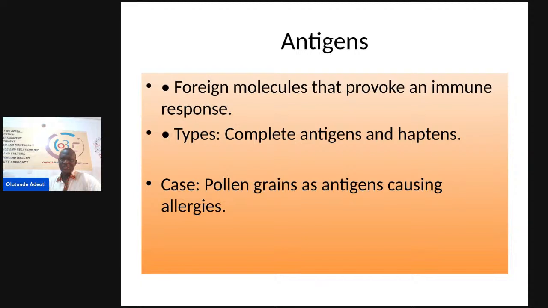Then the types of antigen. It could be a complete antigen or it could be a hapten, that is, part of the antigen. So just a smaller part of an antigen is regarded as a hapten, and when the whole substance or the whole molecule is acting as an antigen, that is a complete one.